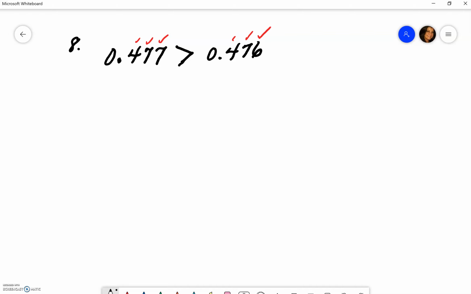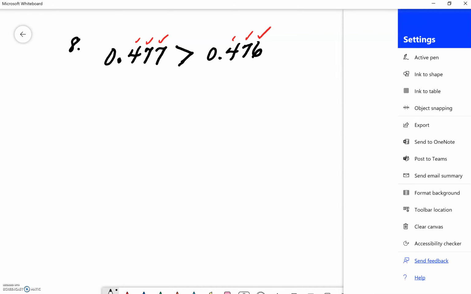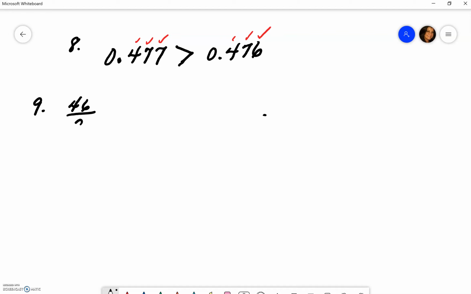So let's see, number 9. So number 9 is a little bit different, where it's a fraction. It's 46 over 95. And they want to know, is that greater than or less than or equal to? And then on the opposite side, we have 0.483, and we know that 3 repeats itself based on that bar. So in order to find out if this is larger or smaller, all you have to do is go to the side and plug that into the calculator and get your result.